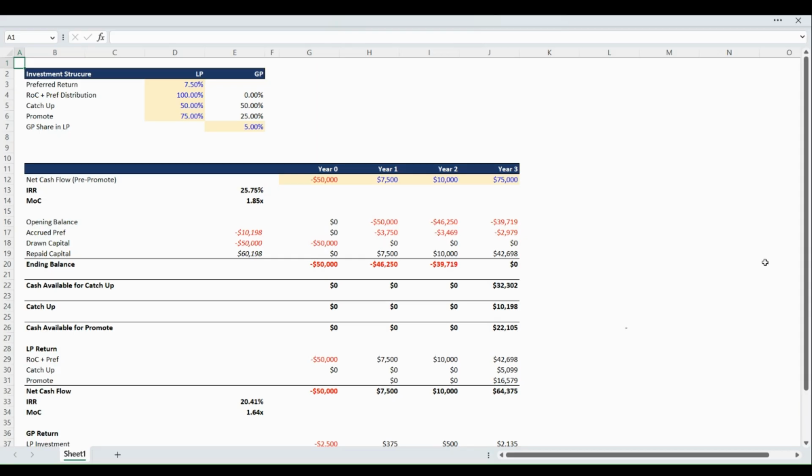We have been receiving inquiries from customers and subscribers about how to better understand waterfall financial models. In this video, we are going to walk through the single-tier waterfall with catch-up that we created in the last live financial modeling video we posted.